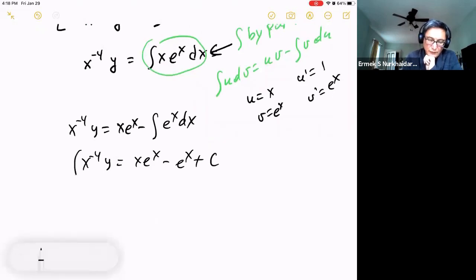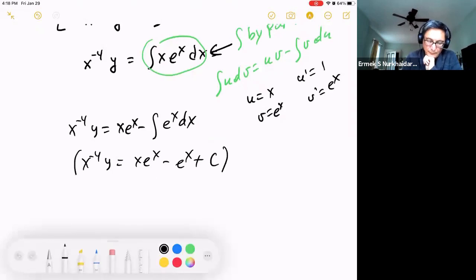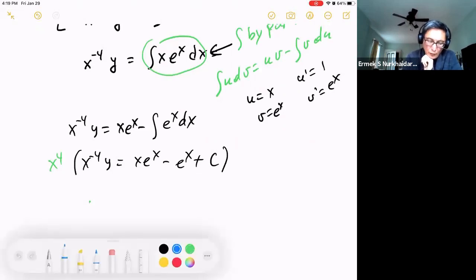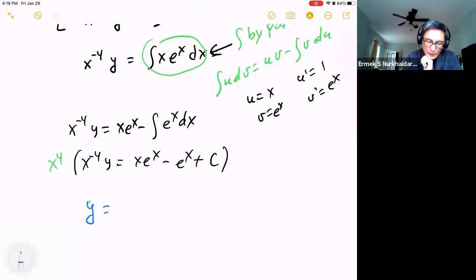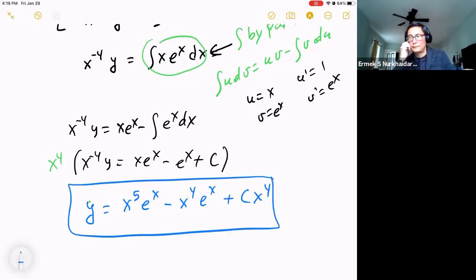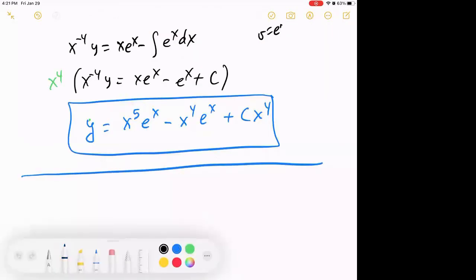Multiplied by x to the 4 to get rid of the coefficient of y. So we're going to get eventually y equals x to the 5 e to the x minus x to the 4 e to the x plus c times x to the 4. Okay, so let's try another example.